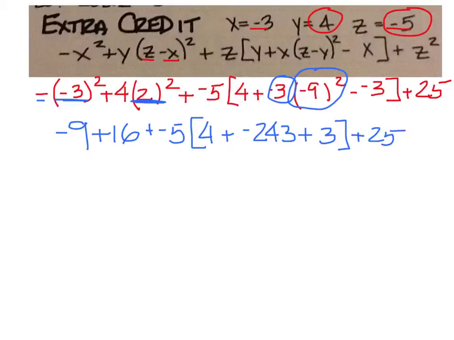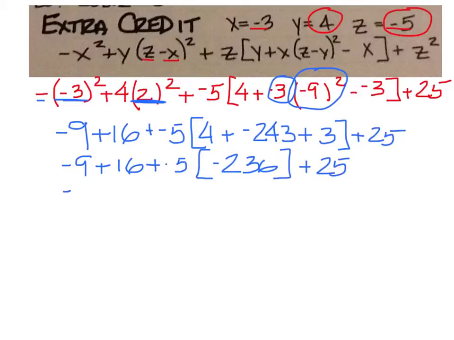And we'll go back inside the brackets. Leave this alone outside for now. And back inside the brackets, 4 plus a negative 243 is going to be a negative 239. Negative 239 plus 3 is a negative 236. Okay, everything else the same, except for that. Scratch that.